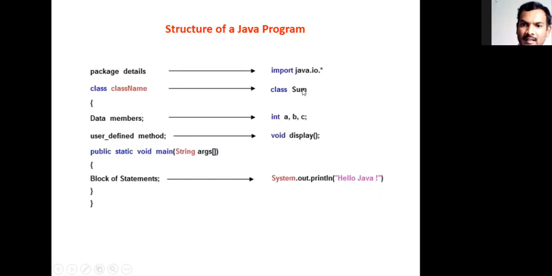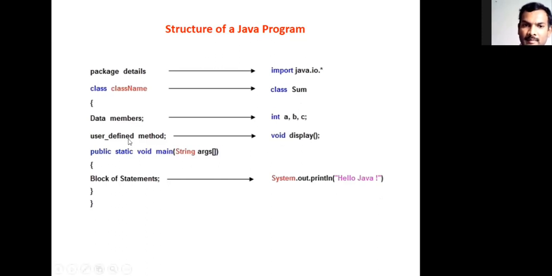Here, the name of the class is given as Sum. After that, the data members. Data members are simply variables. So these are the variables present in this class called Sum. And methods. A method is nothing but a function, similar to the C language, which will have some set of statements which are used to perform a task.